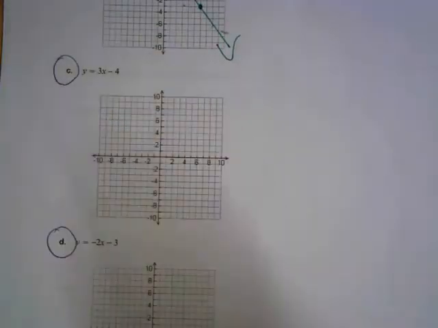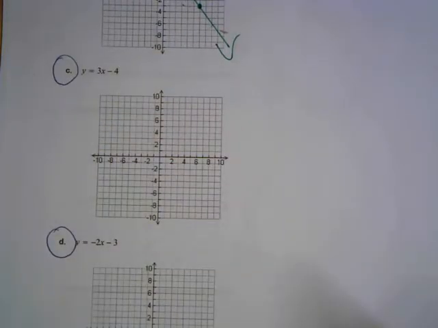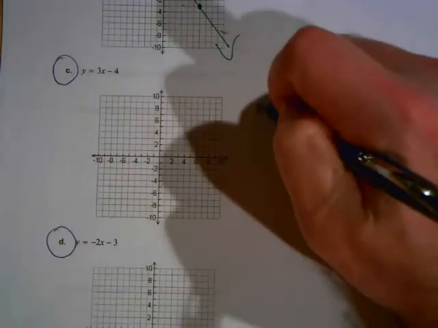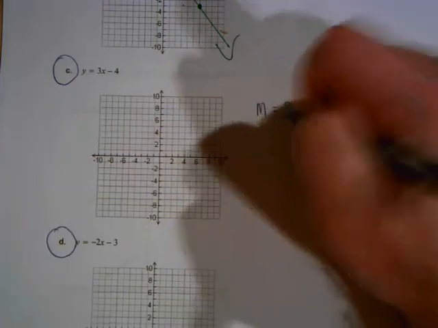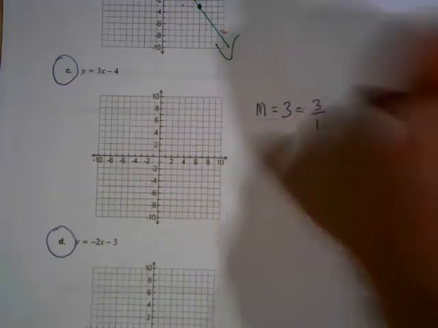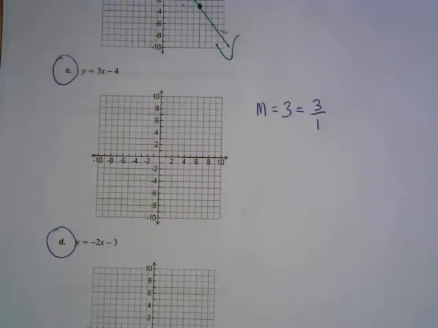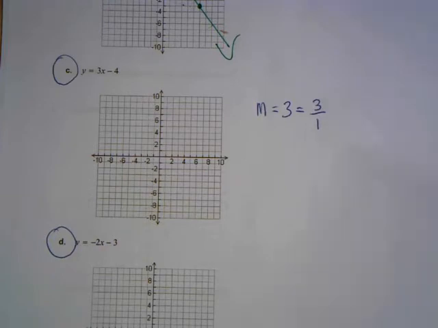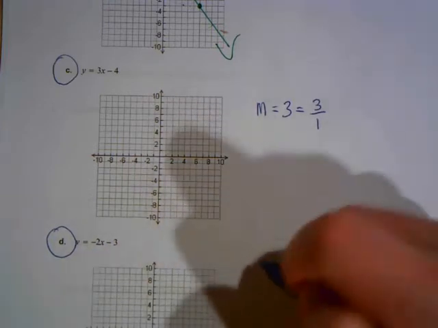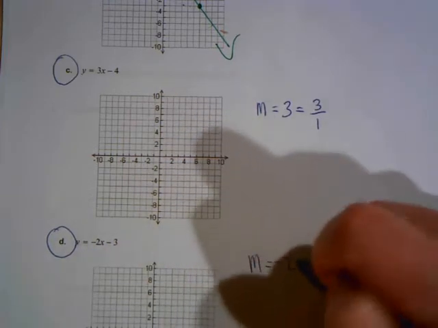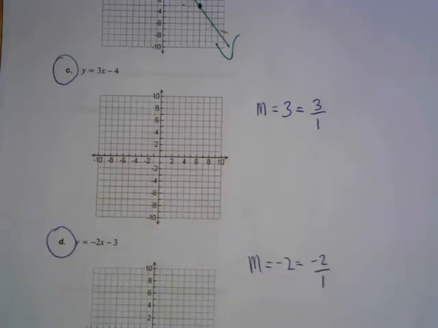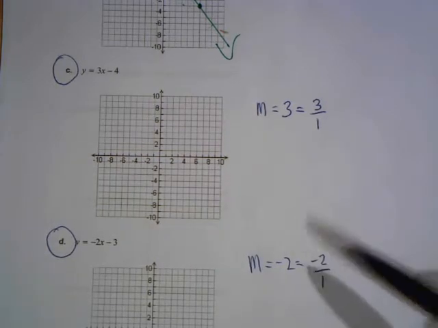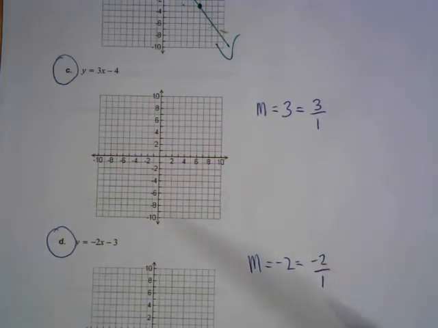Okay, I want you to do C and D. And I'm going to give you a little hint here. When you don't have a fraction for your slope, that's okay. Your slope is 3. You're going to think of it as 3/1, which tells you you're going to go up 3, right 1. This one, your slope is negative 2. Same deal. Think of it as negative 2/1, which tells you down 2, right 1.